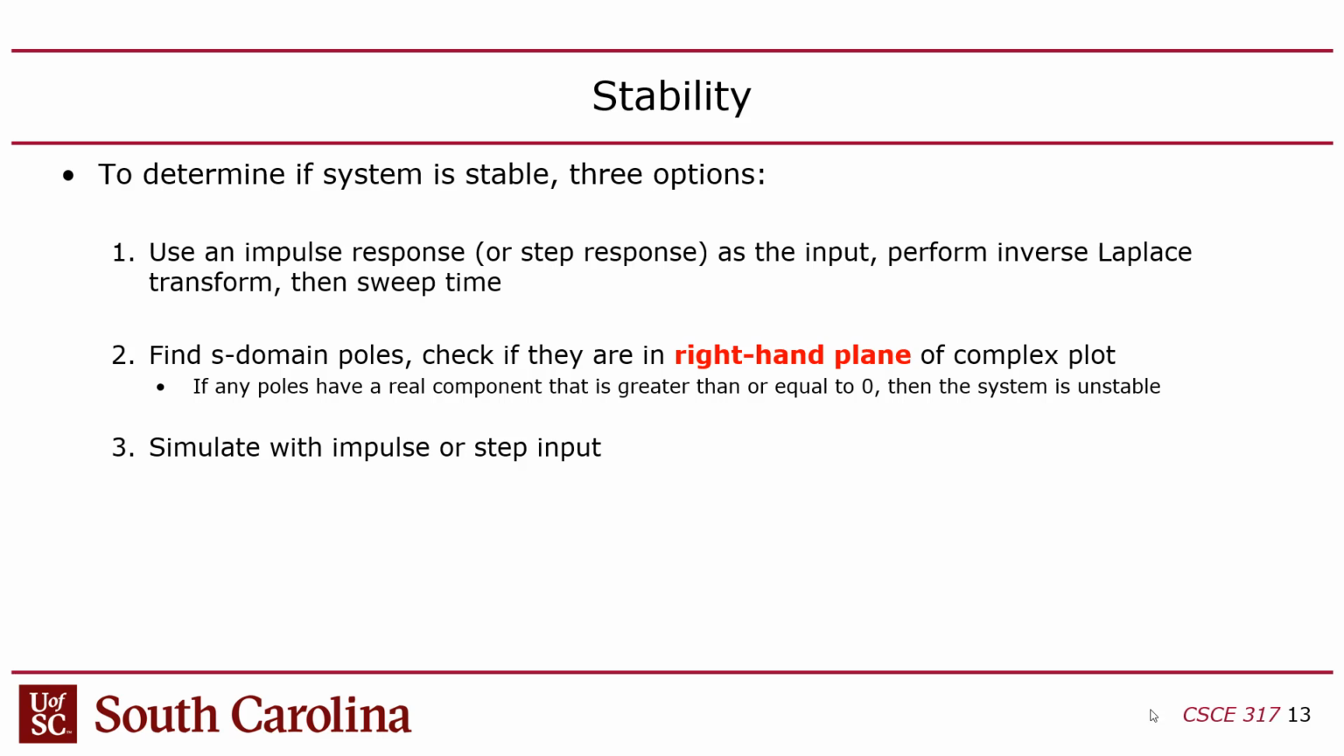So if the poles are all in the left-hand plane of the plot, meaning horizontal is real and vertical is imaginary, in other words, if all the real parts of the poles are negative, then it's stable, meaning that the output of the transfer function will never blow up, right?